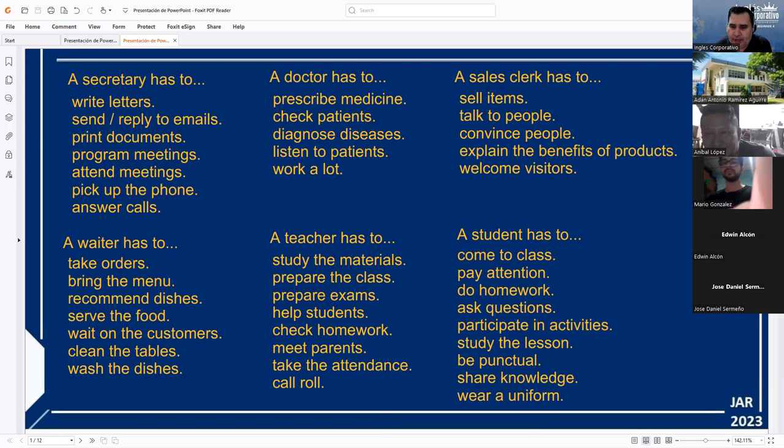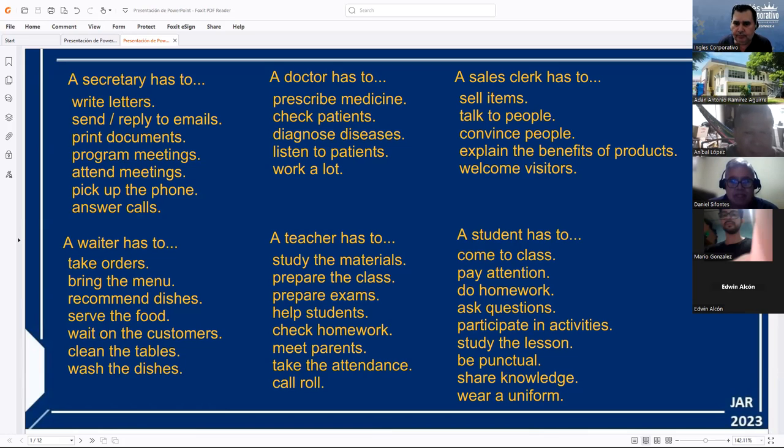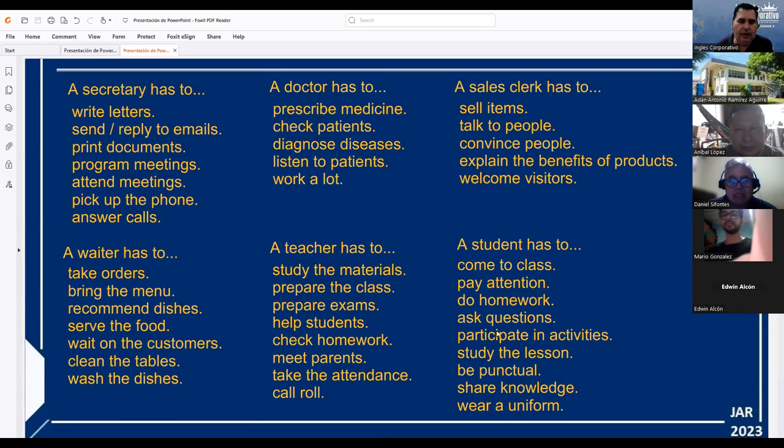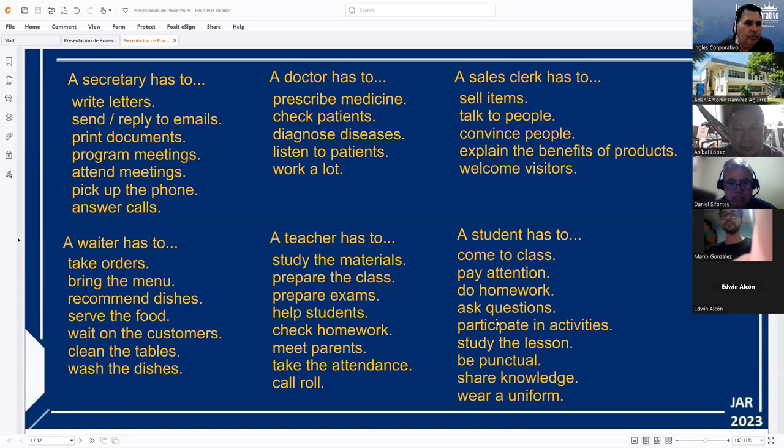Okay, my dear students, I'm going to share this in the WhatsApp group. I'm going to share the vocabulary because this is for you to think about. Remember the topic. The topic is has to, have to. Okay, it's in the WhatsApp group. So now you have it. There you go.